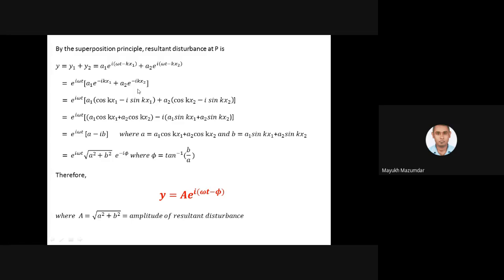Now what we will do, we will just expand e to the power minus i k x1 using Euler's formula. That is, e to the power i theta is cos theta plus i sin theta. E to the power minus i theta is cos theta minus i sin theta. The second formula will be applied. So you can see the same thing I can do with the second exponent, e to the power minus i k x2. Next, I will just multiply all the terms, I mean a1 with this, a2 with this, and I'll just separate out the cos and the sine terms.